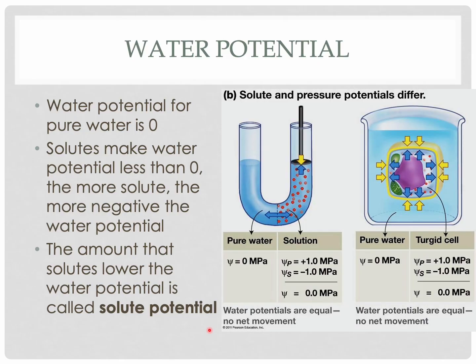Water potential for pure water is 0, meaning it doesn't have any solutes dissolved within it. Solutes are going to make the water potential less than 0. The more solute, the more negative the water potential. When you add solutes such as sugar being dissolved in water, you're lowering that water potential because now you've got solutes where water molecules were. You've lowered the water potential, so it's becoming a negative value. The amount that solutes lower the water potential is what's known as the solute potential.